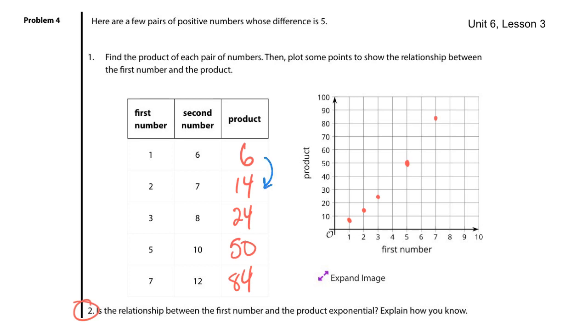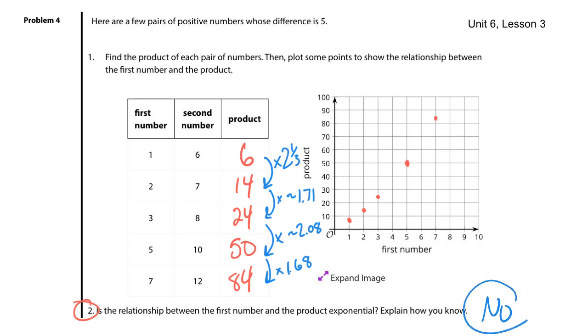To get from 6 to 14, I would need to multiply by 2 1/3. To get from 14 to 24, now I'm multiplying by approximately 1.71, that's rounding. To get from 24 to 50, I'm multiplying by approximately 2.08, and to get from 50 to 84, I'm multiplying by 1.68 exactly. Since that factor between those is not the same, there is no common growth factor, and so no, this is not an exponential relationship.